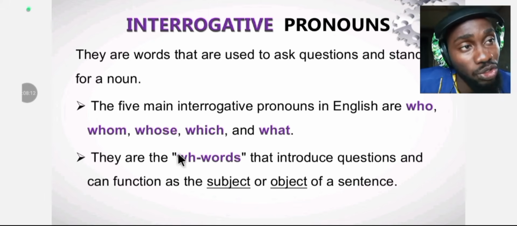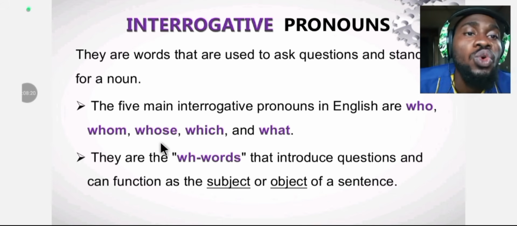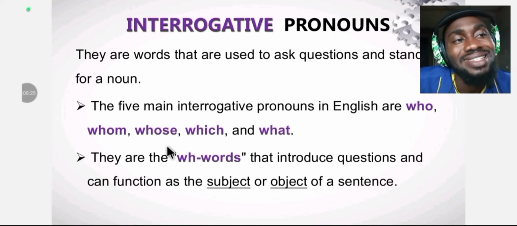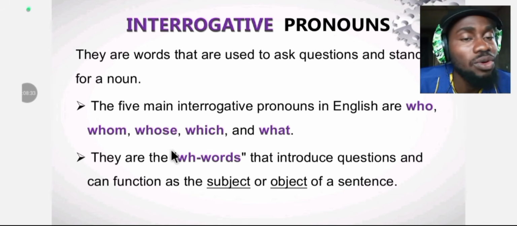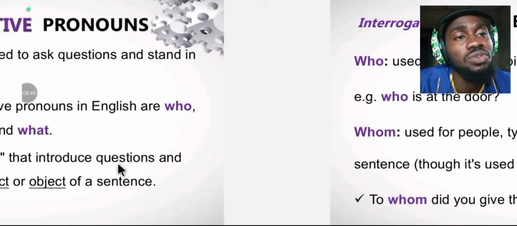They are words or pronouns used to ask questions, and they can also stand in for a noun. Who, whose, whom, which, what, they are all interrogative pronouns. To interrogate, as the name implies, is to ask a question, to elicit a response from someone or something. They function as the subject or object of a sentence. These WH words function as what? Object and subject of a sentence.